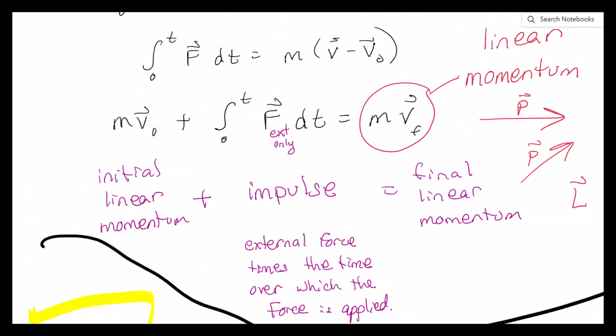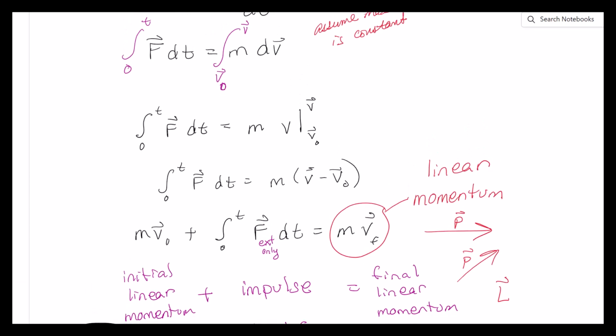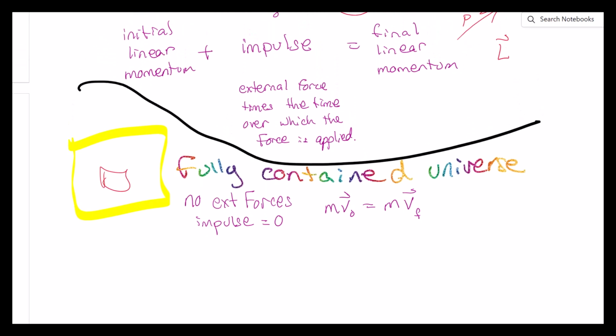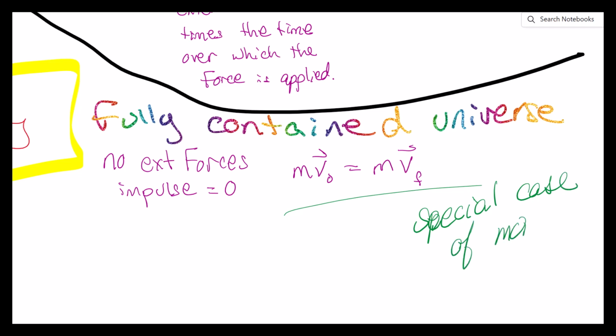If you do have external forces, like if things are colliding and squishing and making noise and heating up and all that kind of stuff, then you have this impulse. If you have a fully contained universe, then the impulse is zero because there's no external forces. The reason I'm showing you this is whenever I was in school, we always learned these separately, and I thought they were separate rules, and they're not. This is a subset, a special case of linear momentum. And the special case is that there's no external forces. Okay, does that kind of make sense?